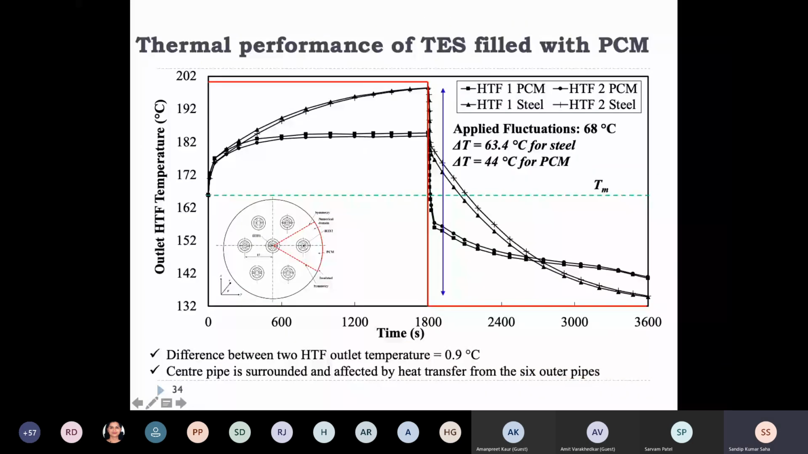Here, the validation part I will show you later, where I will tell you about some experiments. Here I have just shown you the advantage of phase change material over steel. Say, if I use steel here instead of PCM, what will be the advantage of PCM?